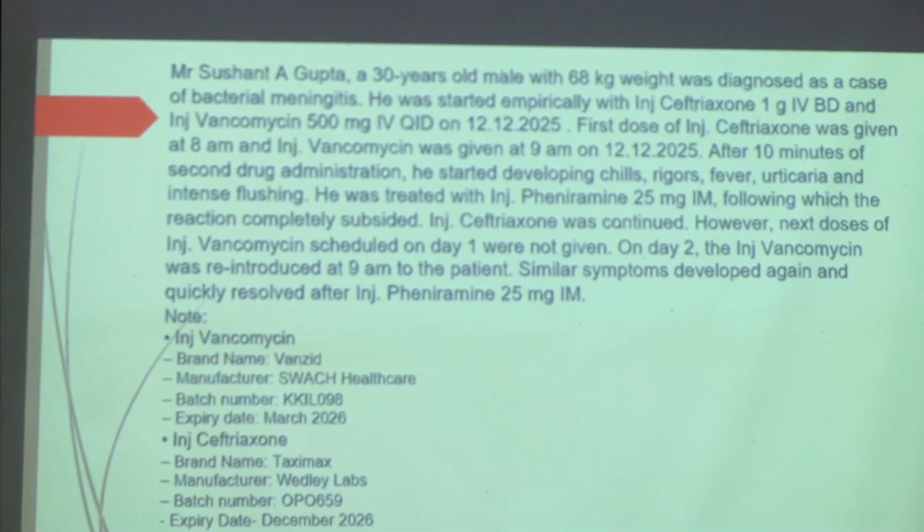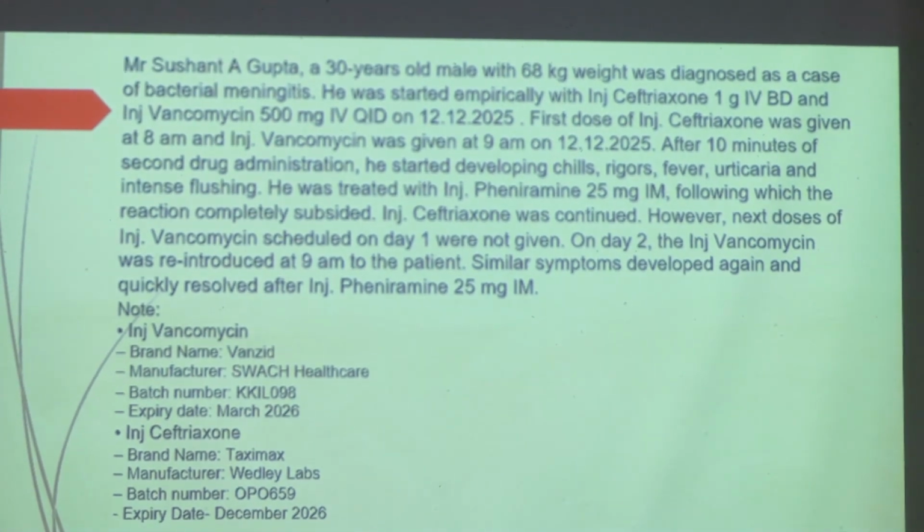कैसे रेस्ट्रिक्ट किया? The patient is a known case of bacterial meningitis and was under treatment, injection vancomycin and ceftriaxone, isn't it? Okay, then on day 1 what happened? After the first dose of ceftriaxone at AM and the first dose of injection vancomycin at 9 AM, after 10 minutes of the second drug administration, the patient started developing. Okay, so this is the description.